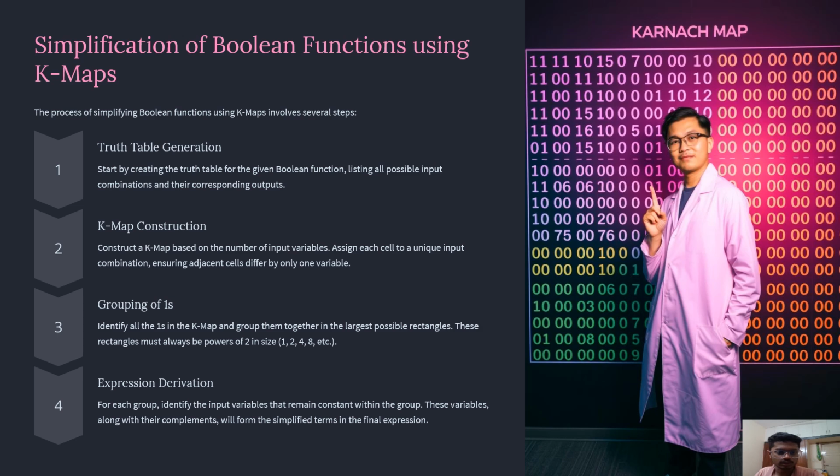Grouping of ones. Identify the ones in the K-map and group them together in the largest possible rectangles. These rectangles must always be powers of 2 in size. Expression derivation. For each grouping, identify the input variables that remain constant within the group. These variables, along with their complements, will form the simplified terms in the final expression.